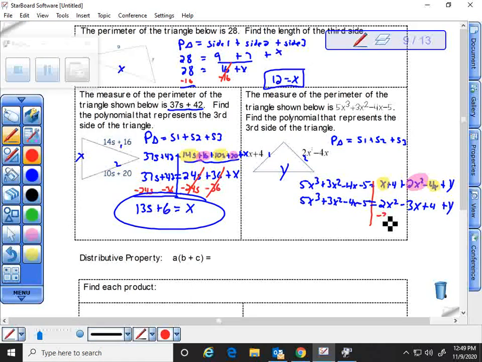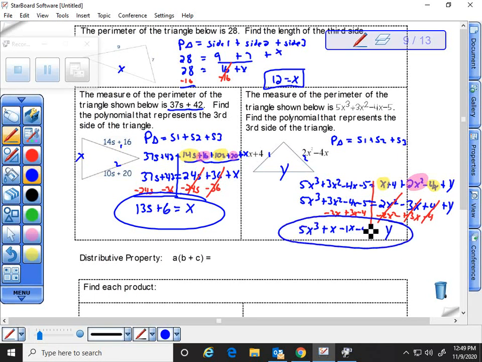So I will subtract 2x squared from both sides, cancels. I will add 3x to both sides, cancels. I will subtract 4 from both sides, cancels. So I'm going to get 5x cubed plus x minus 1x. Just forgot the x right there. And minus 9 equals the unknown side. Don't need the 1 there if you don't want it. Like so. So y equals the one side.